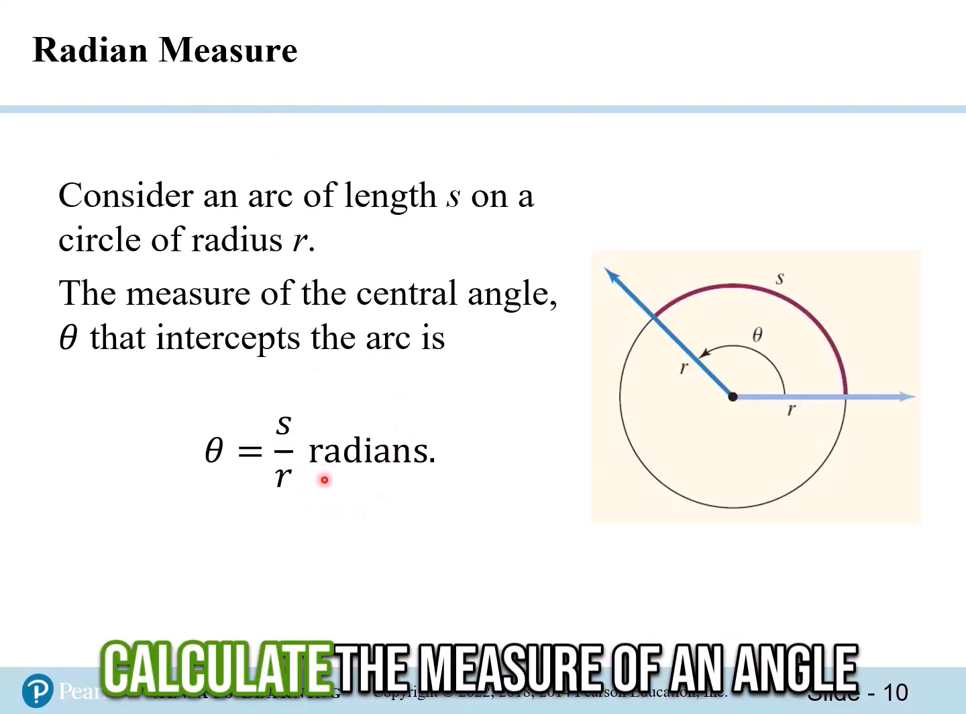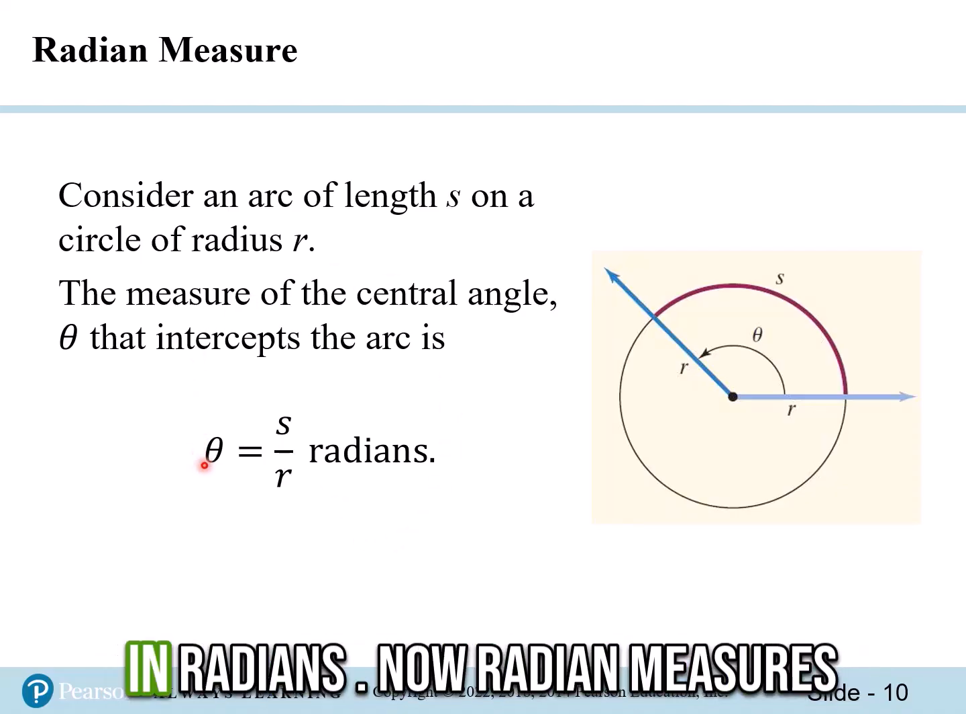So let's summarize the definition of a radian measure and also look at the formula that we'll be using to calculate the measure of an angle in radians.